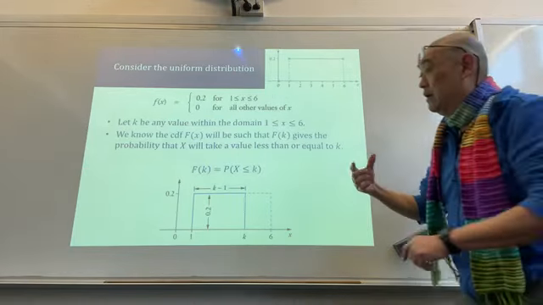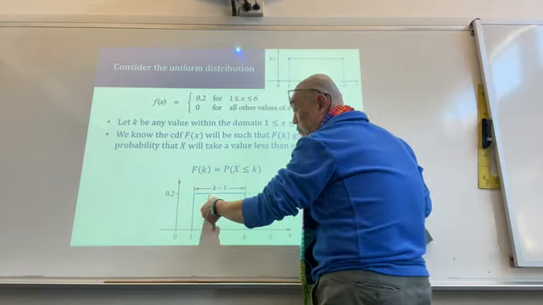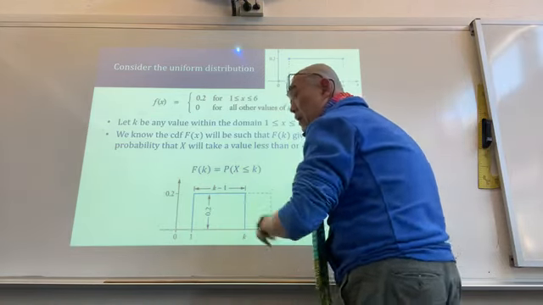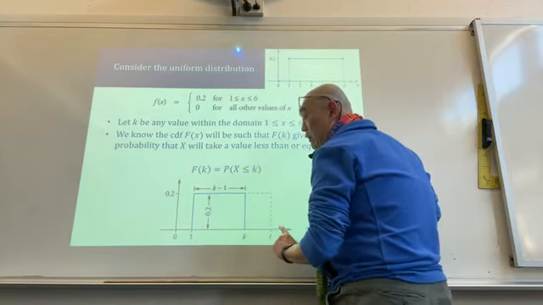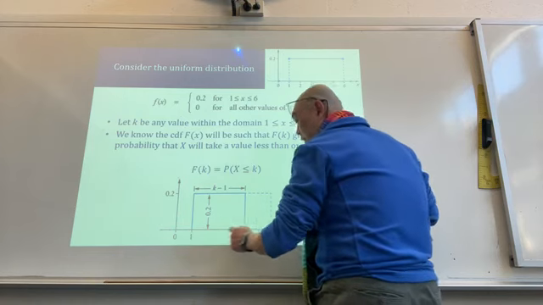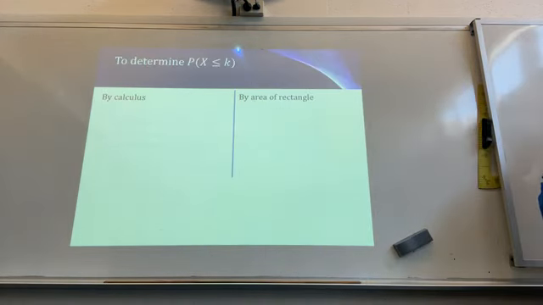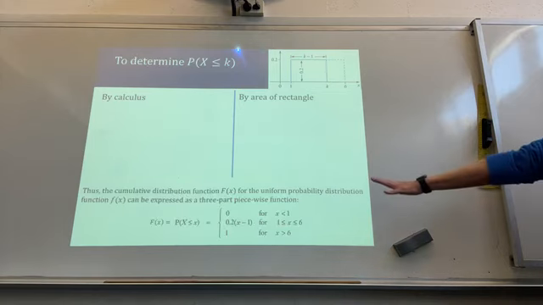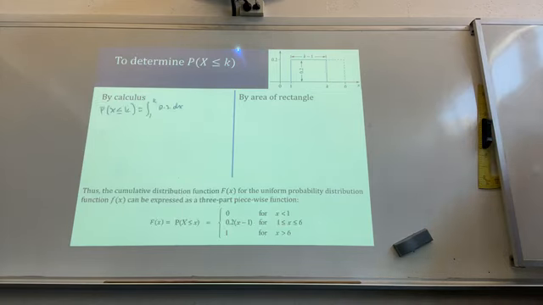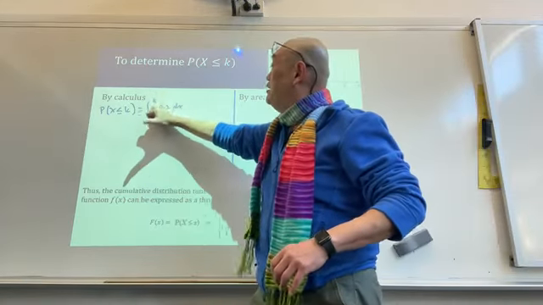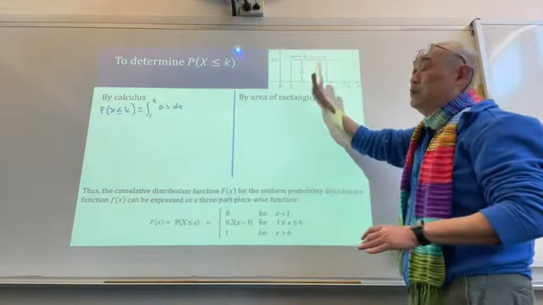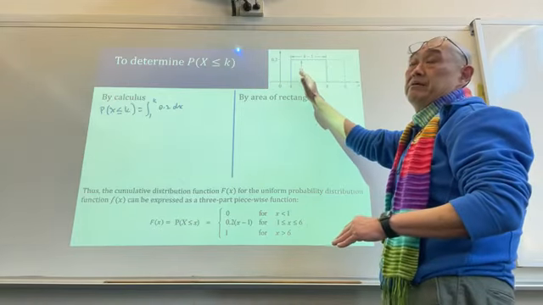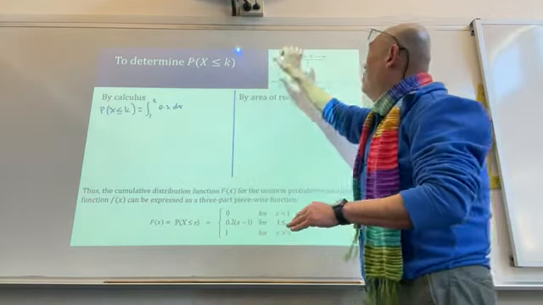If you go back here, you know the area is 0.2 times k. You can do that. Or if you want to do calculus, it's from 1 to k. Let's do the calculus first. I am actually integrating from 1 to k, that area there, and you know that this is 0.2.